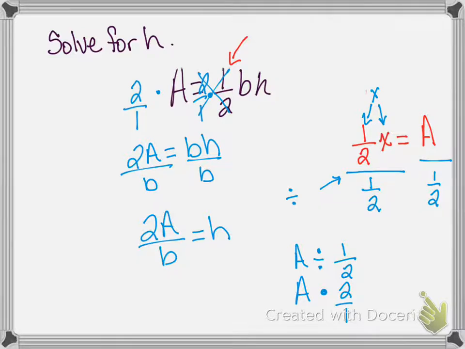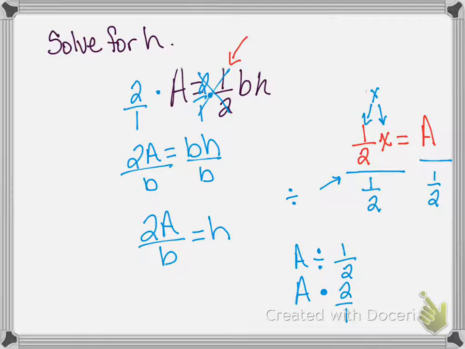Okay. So here I'm dividing by 1/2. I've got 1/2 x. I want to divide both sides by 1/2. So I have a divided by 1/2. Whenever we divide by a fraction, we have to multiply by its reciprocal. That's the definition of dividing fractions. So once I change a divided by 1/2, it becomes a times the reciprocal, which is 2 over 1.